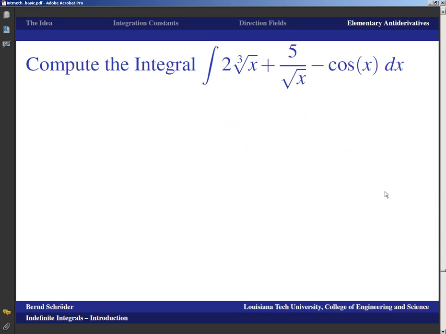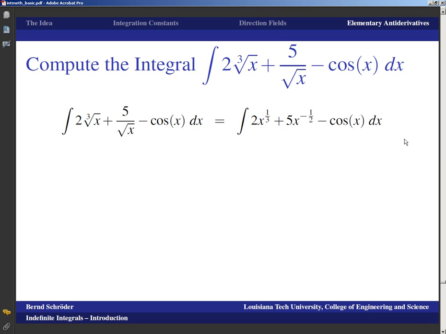Now we can do the same thing when functions are given in a slightly fancier symbolic form, where we've got the integral of 2 times the cube root of x plus 5 over root x minus cosine x. And really the first step then, just like in differentiation, is that we want to take this fancy notation and turn it into powers, because even though the powers might not be as pretty, the powers are what we know how to handle. So this becomes the integral of 2x to the 1/3, which is what the cube root is, plus 5x to the negative 1/2, because dividing by a square root, the division gives us the negative sign, and the square root is an exponent 1/2. The minus cosine x, of course, stays the same.